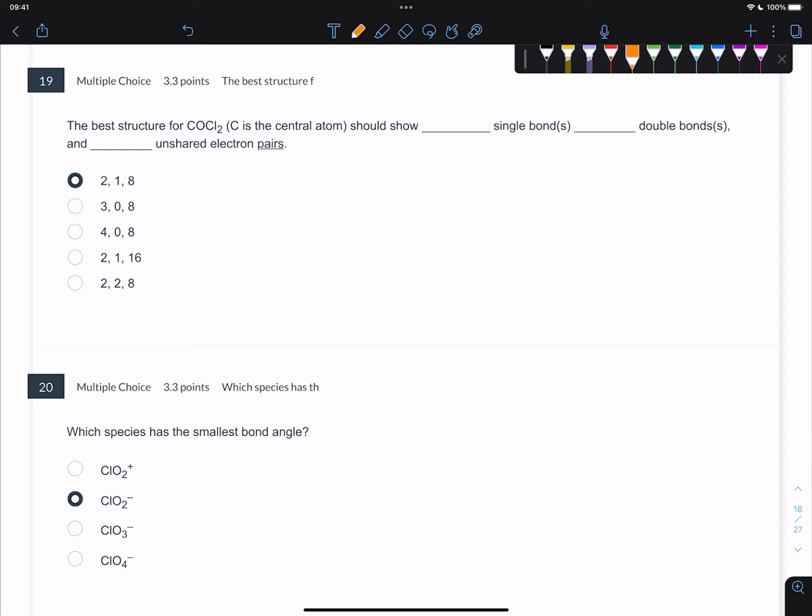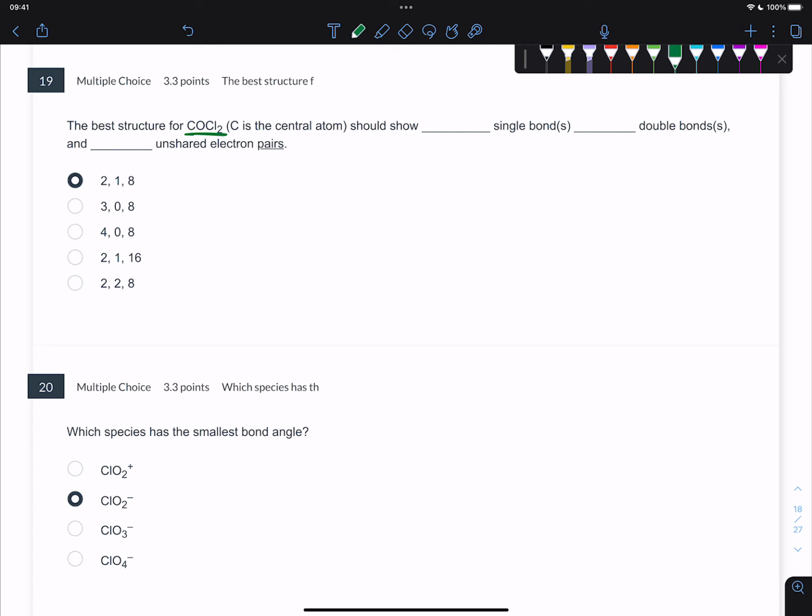Right. Number 19, the best structure for COCl2, where C is the central atom, should show this. I like questions like this because you have to draw it out to get it correct. And this is going to come right back down to VSEPR theory. So you have to draw it. Please don't try to BS it.